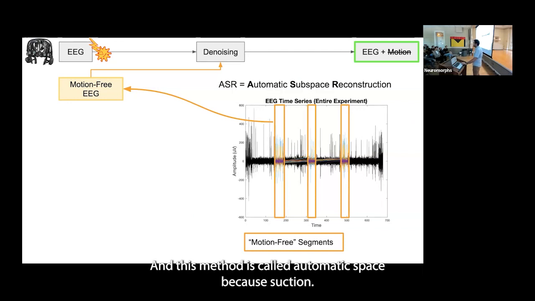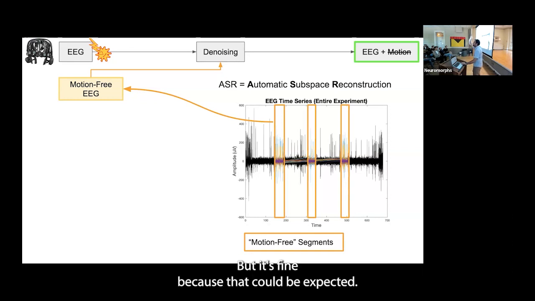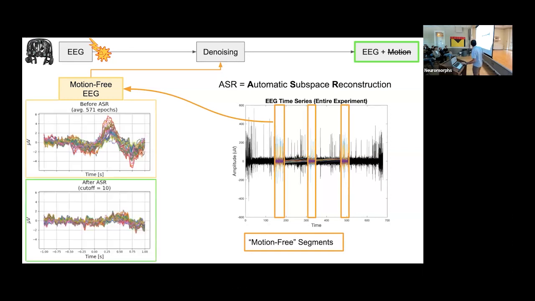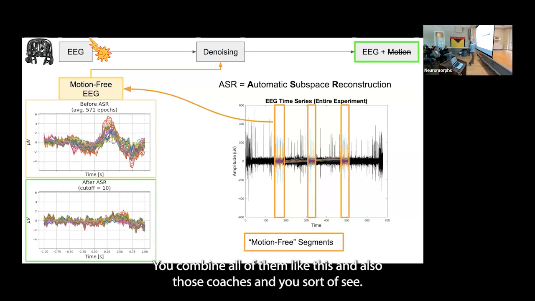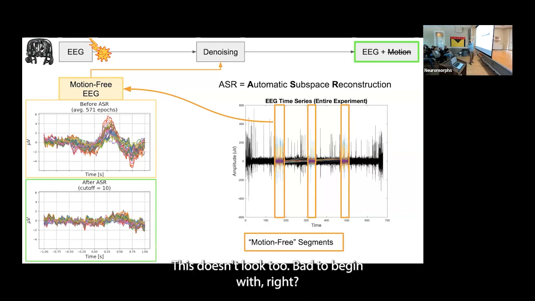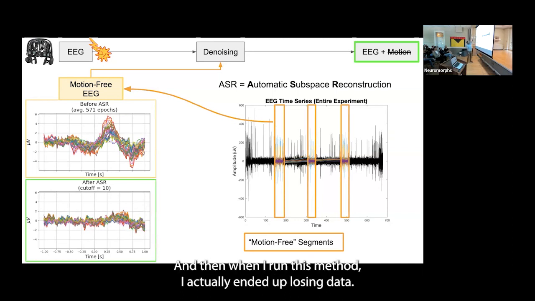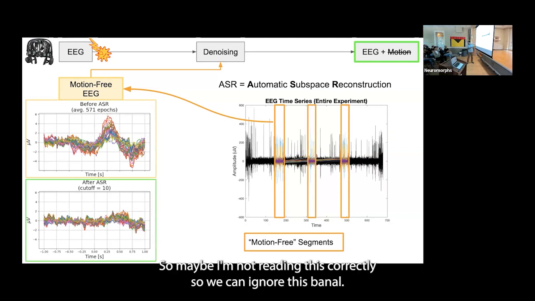This method is called artifact subspace reconstruction, but it's fine. Don't confuse that with speech recognition. Once we run this method, there's a bunch of key presses that happened in this data. You combine all of them in this averaged oscilloscope trace, and you see this doesn't look too bad to begin with, right? Because Matthias hasn't been going too crazy. And then when I run this method, I actually ended up losing data. So maybe I'm not running my parameters correctly, so we can ignore this for now.